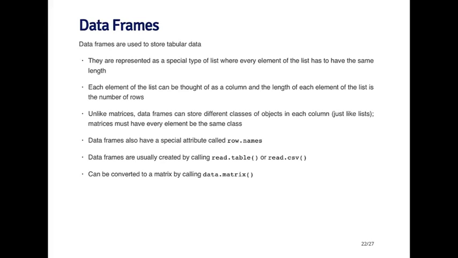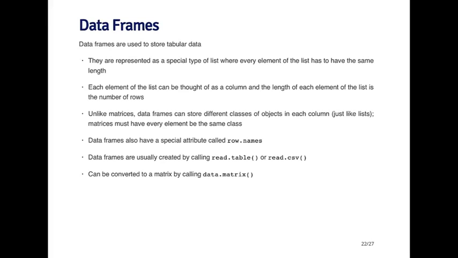However, sometimes the row names are not interesting, and often you'll just use row names of 1, 2, 3, etc. Data frames can be created most often by calling the read.table or the read.csv function, and we'll get into that a little bit when I talk about reading data into R. And you can also create a matrix from a data frame by calling the data.matrix function.